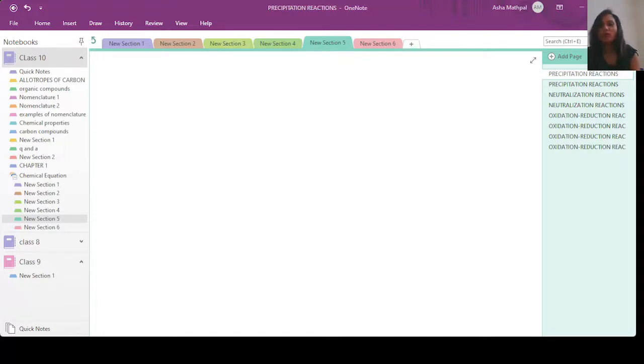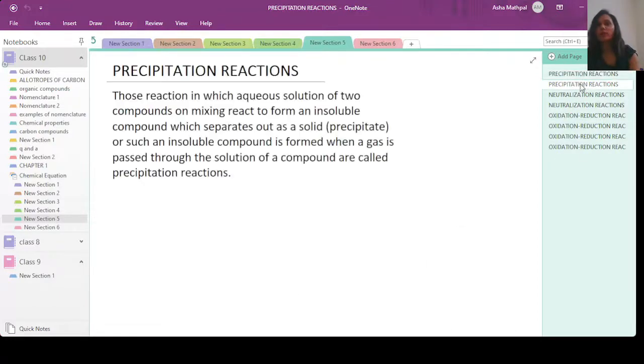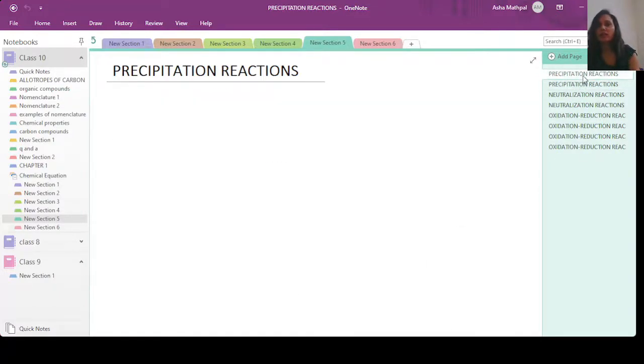So we were doing the types of reactions and today we will be starting with the precipitation reaction. If you can recall from the double displacement, we have done one reaction, which is the reaction between barium chloride and sodium sulfate.